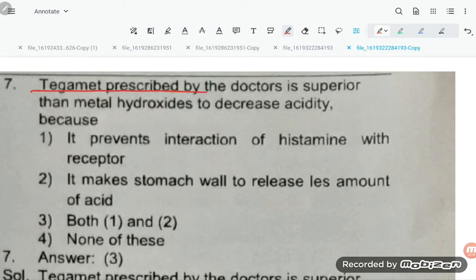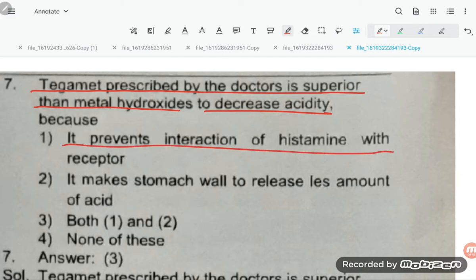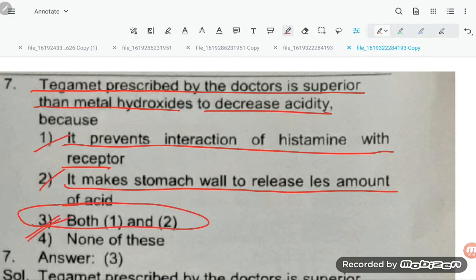Tagamet prescribed by the doctors is superior to metal hydroxide to decrease the acidity. If you see Tagamet, students, it prevents the interaction of histamine with the receptor. It makes the stomach wall release less amount of acid. So both are correct, students. Option number 3 is correct, both 1 and 2.